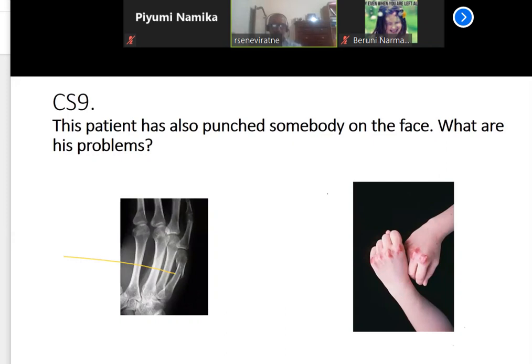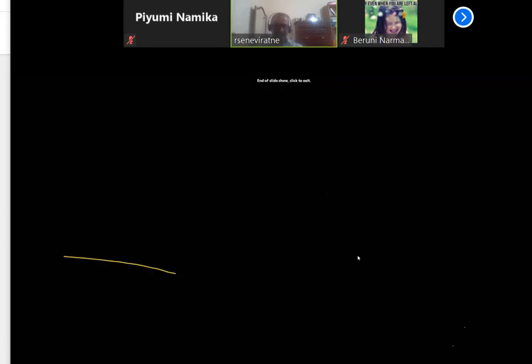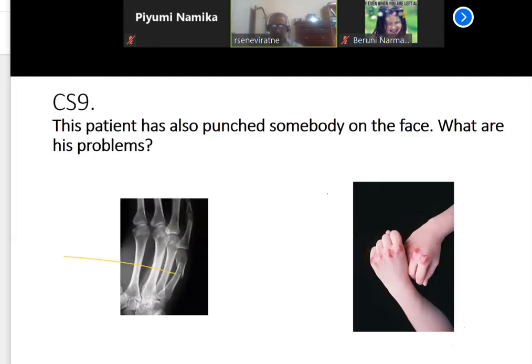So this man also has punched somebody. What are his problems? Boxer. Yeah, boxer's fracture. Of course, the angulation is not too much. It is about 20 or 30 degrees of angulation, which is acceptable. But the problem is the other things. What happened? Yeah, problems. Yeah, that's right.